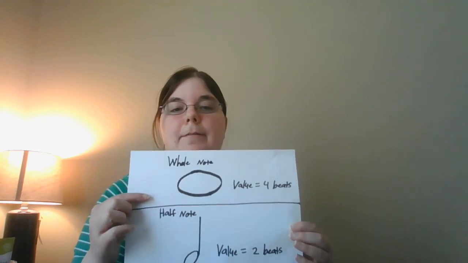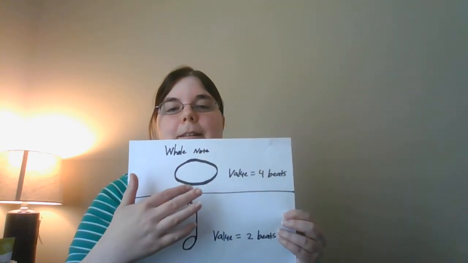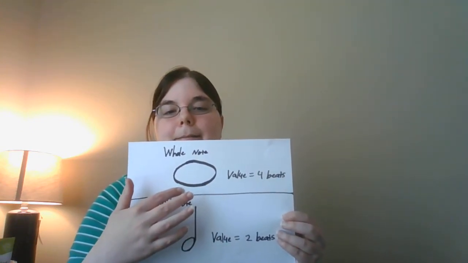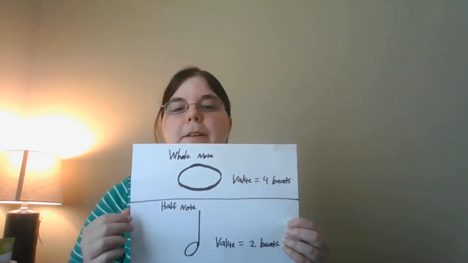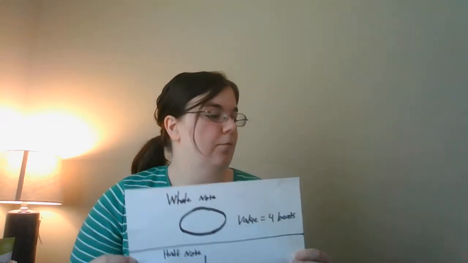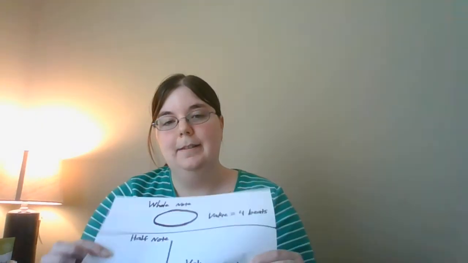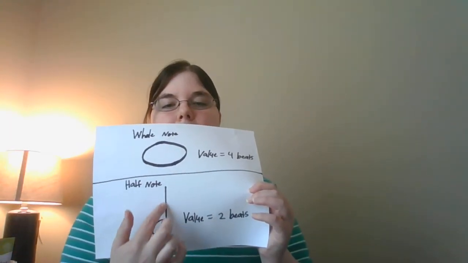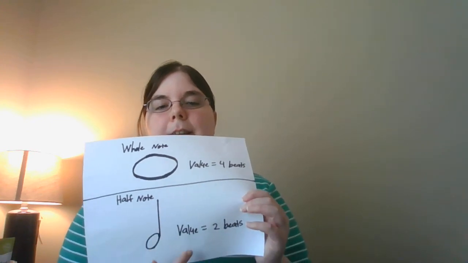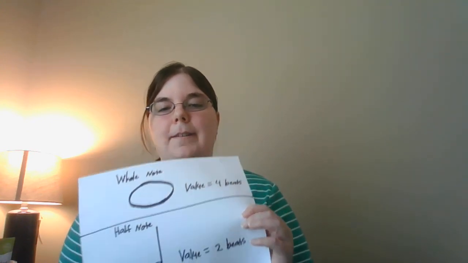This is a whole note, which as you can see kind of looks like an egg. And its value is 4 beats. So when you're learning to count out notes, you just do this. 1, 2, 3, 4. And here is a half note. It has a stem, unlike a whole note, and it's worth 2 beats.